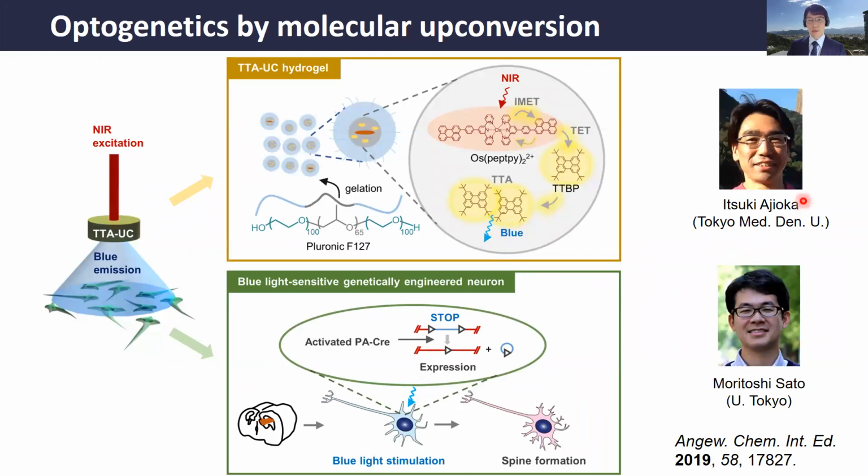By collaboration with the Ajioka group at Tokyo Medical and Dental University and the Sato group at the University of Tokyo, we demonstrated the first example of optogenetics by molecular upconversion. We embedded our donor acceptor conjugate and free acceptor into a biocompatible hydrogel, and we combined it with a blue light sensitive genetically engineered neuron. By absorbing the blue light, this neuron can express some target genes, and we chose the spine formation of the hippocampus neuron because it's the beginning process of learning and memory.